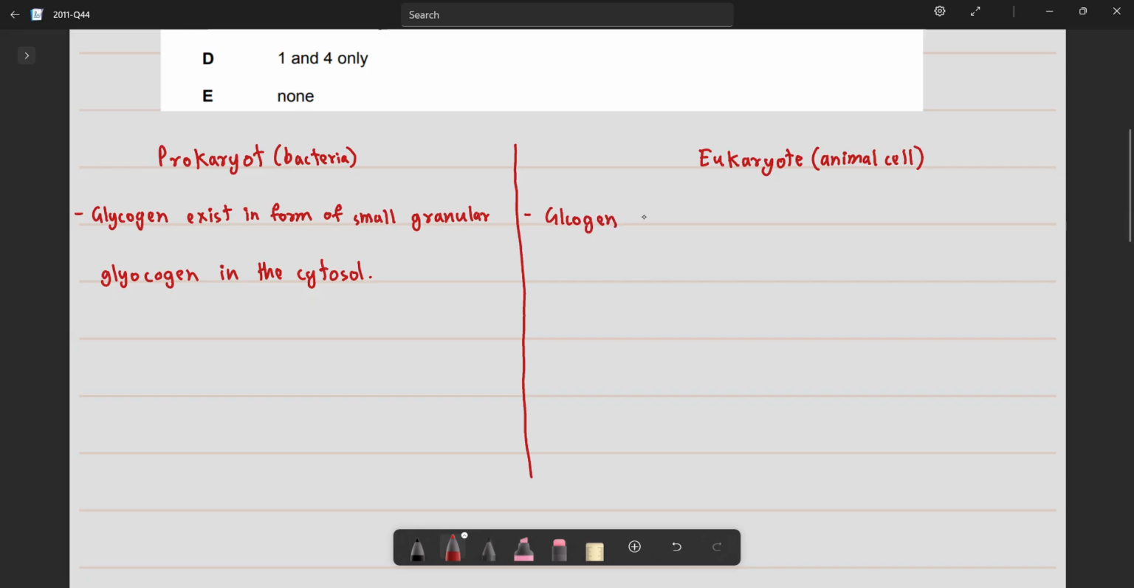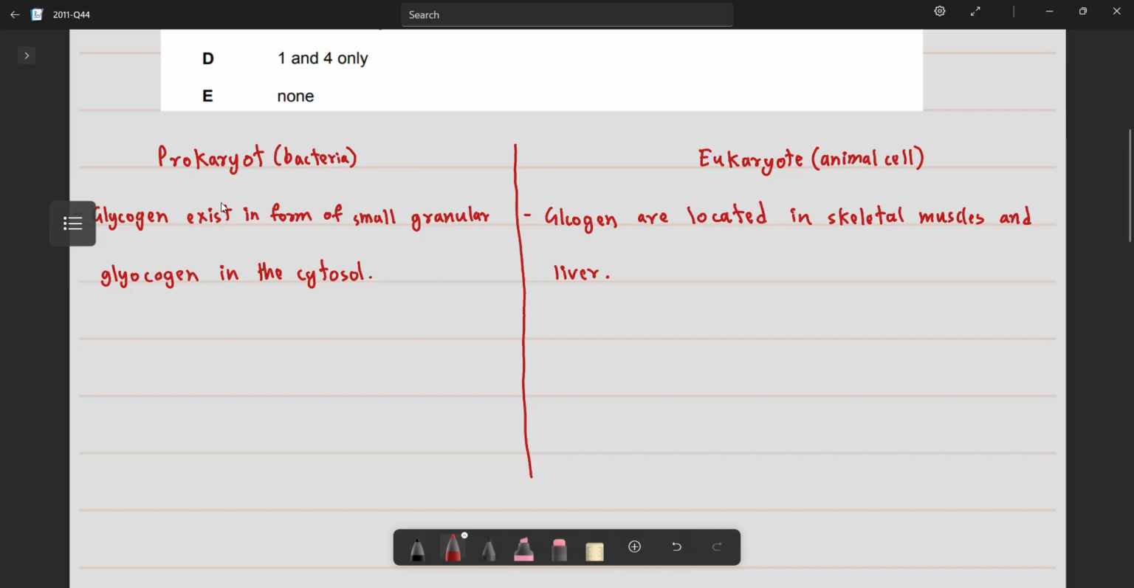And for the eukaryotes, the glycogen is located in skeletal muscle, and most importantly in the liver. So these are the locations where the glycogen is located in the eukaryotes and the prokaryotes.